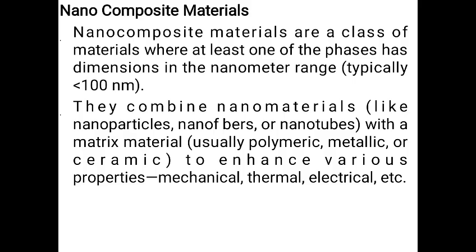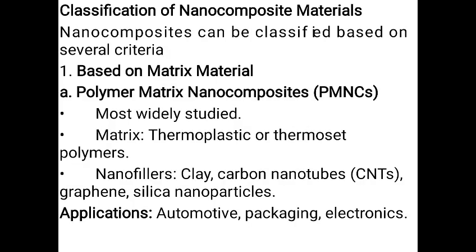Nanocomposite materials are a class of materials where at least one of the phases has dimensions in the nanometer range, that is typically less than 100 nanometer. They combine nanomaterials like nanoparticles, nanofibers, nanotubes within a matrix material which is usually polymeric, metallic or ceramic type in order to enhance various properties of the material such as mechanical, thermal and electrical properties.